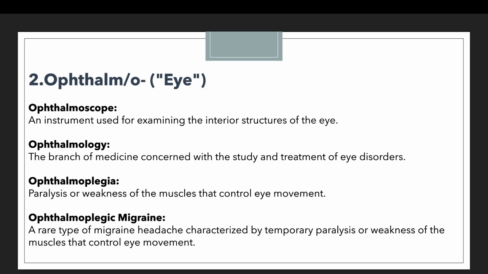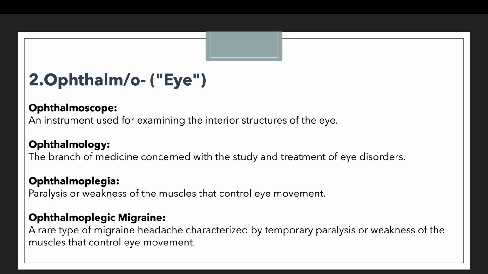Likewise, if you look at the fourth example, which is ophthalmoplegic migraine. It is a rare type of migraine headache characterized by the temporary paralysis or weakness of the muscles that control the eye movement. So this thing we will denote with the medical terminology ophthalmoplegic migraine. Okay, so if we walk through all these examples again, you will find only one common thing, which is the eye. Everywhere we are talking about the eye, and that's the reason we are using the terminology ophthalmo.